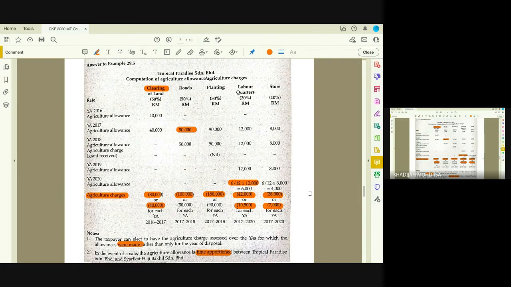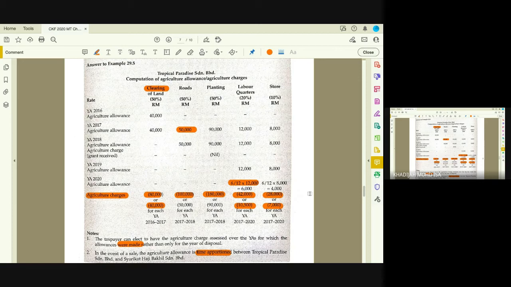So when you're going to use it, it depends. It's up to the company. If you want to use spread back, then you have to apply to LRB to spread back, and then they will have to do a revision of your income tax computation for those respective years of assessment.